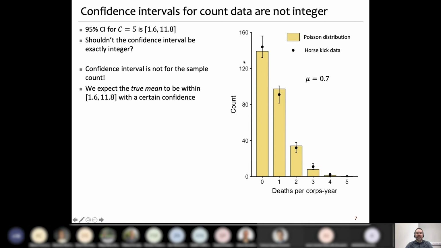If you remember our example with horse kick data for the Poisson distribution, that was a distribution with a mean of 0.6. So this mean is not an integer. And in the same way, the confidence interval we are going to produce on count data, the limits of these intervals, are not integer.